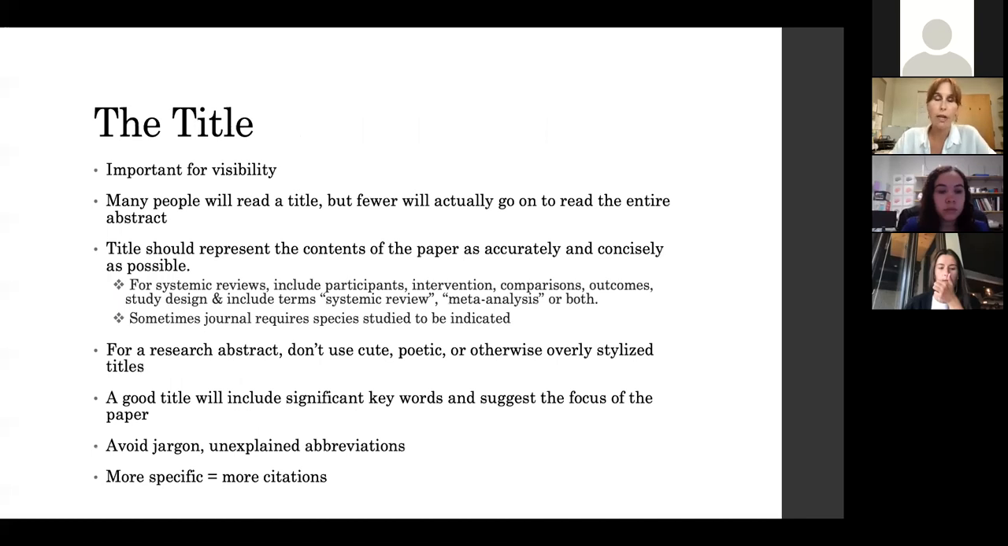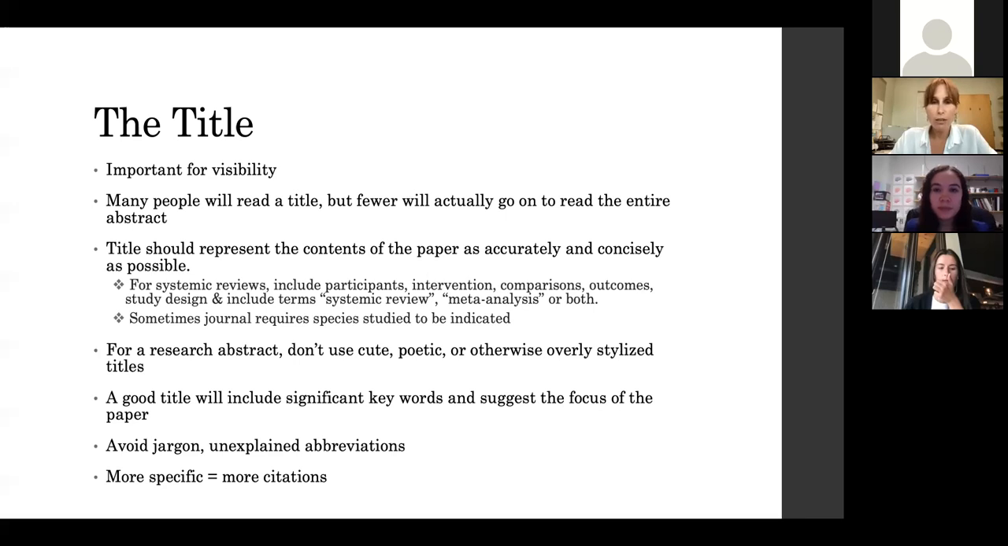Okay, the title. This is an important part of your abstract. So your title is important for visibility. Okay, so many people will read your title, but fewer people will actually go on to read your entire abstract. So your job is to use your title to entice your readers to explore your work further.